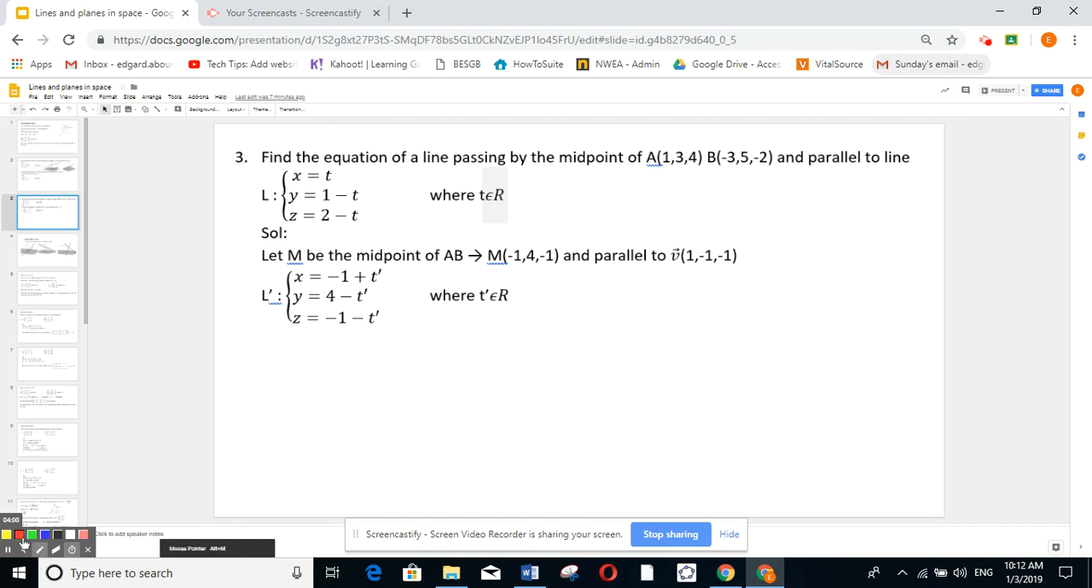The third example: find the equation of a line passing through the midpoint of AB. If you want to find the midpoint, you add the coordinates over 2. So 1 minus 3 over 2 is minus 1, 3 plus 5, 8 over 2 is 4, 4 minus 2 over 2 is minus 1. So I have the particular point, and because the line is parallel to that line, it has the same direction vector here. The direction vector here is 1, as you can see, 1 minus 1, the coefficient of t, and minus 1. So I write minus 1 for x, and t, minus t for y and z.